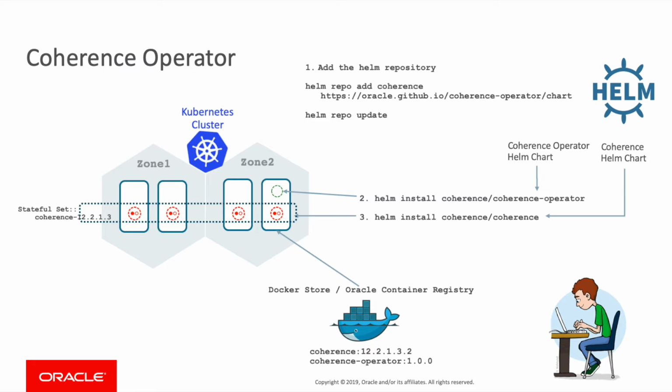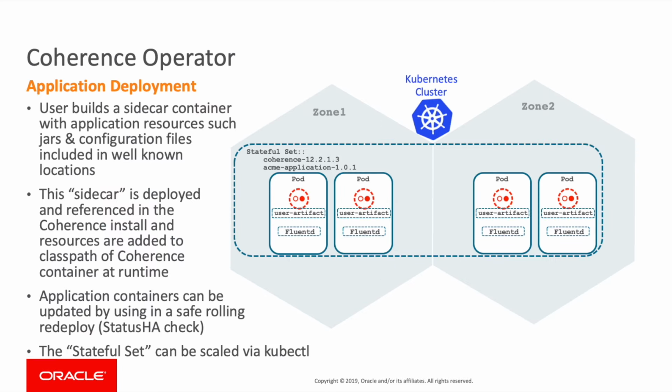1.0.0 of the operator uses Coherence 12.2.1.3.2 by default. You can change the Coherence image and hence the version if required when installing. For application deployments, the user builds a sidecar container with resources such as jars and configuration files included in well-known locations. This sidecar is deployed and referenced in the Coherence Helm install, and resources are added to the class path of the Coherence container at runtime. Application containers can be updated safely via rolling update, which ensures no data loss. The stateful set can also be scaled via kubectl.